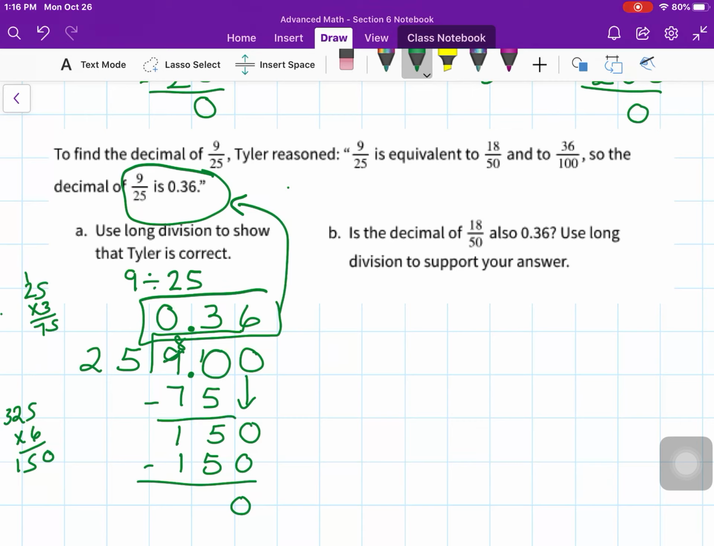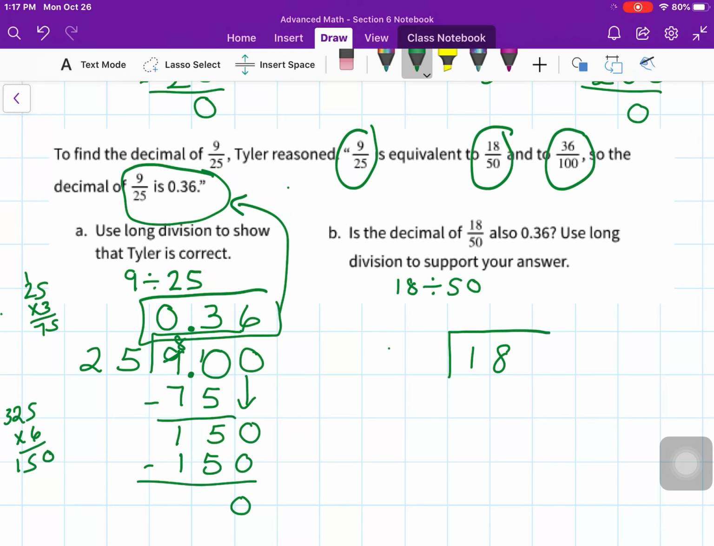Part B says, is the decimal of 18/50 also 36/100? Use long division to support your answer. Well, it should be. If this is the same as this, they should all be the exact same decimal. But let's double check just to be sure. So we rewrite 18 divided by 50. We're going to end up with our 18 divided by 50. Again, we see that we're going to have to add a decimal point and a 0.